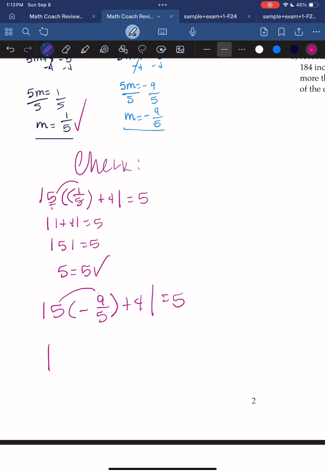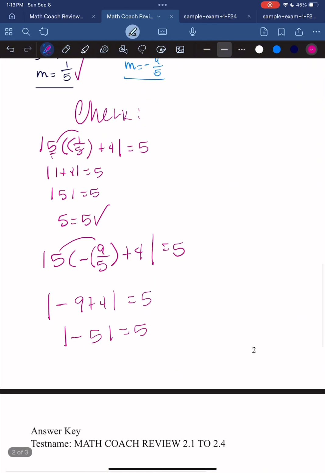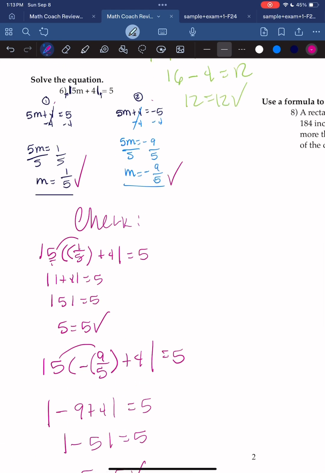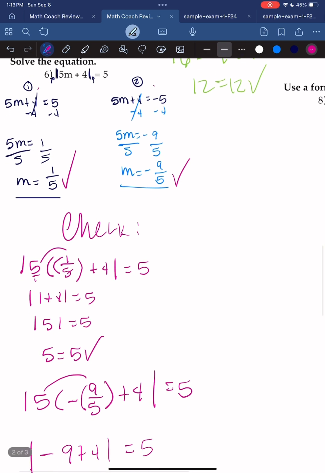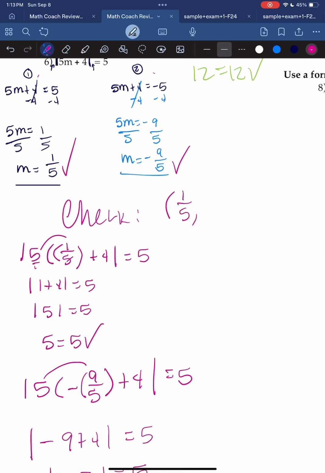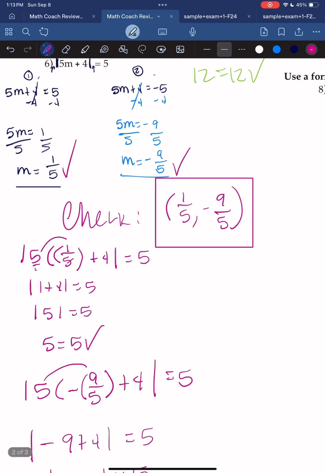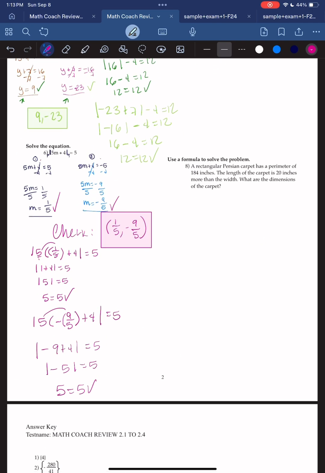What's 5 times 9? That's going to give us 45. 45 divided by 5 is going to give us 9. So it's going to be negative 9 plus 4 equals 5. Negative 9 plus 4 is negative 5, because the absolute value of negative 5 is just 5. So that checks out as well, making our final answer 1 over 5, comma, negative 9 over 5. That's our official answer.